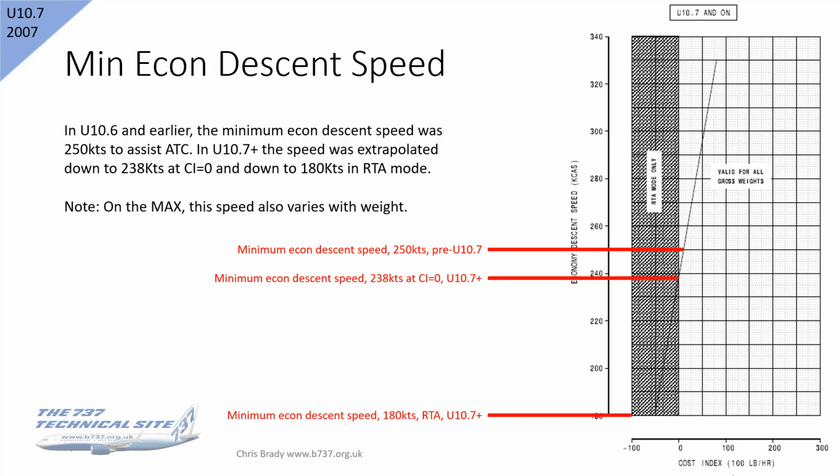So just be aware, if your airline policy is, or you choose to select cost index 0, say if you're tight on fuel or something, the minimum econ descent speed will come back to 238 knots. So it may be worth sort of clearing that with air traffic first.